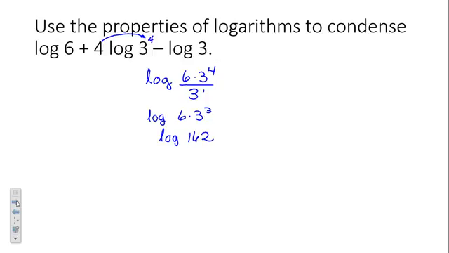Okay. And this one we could actually evaluate further. We're not going to ask you to, but we can take a log base 10 of 162 because we have that button on our calculator. Should be something bigger than 2, because log base 10 of 100 is 2. Okay. But not nearly as big as 3. Log base 10 of 1,000 is 3. Okay.